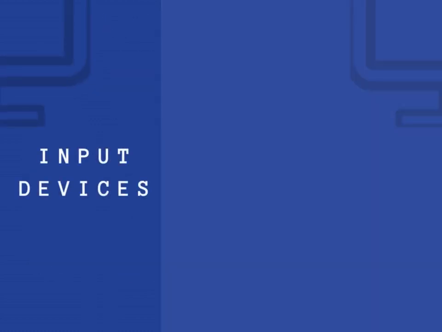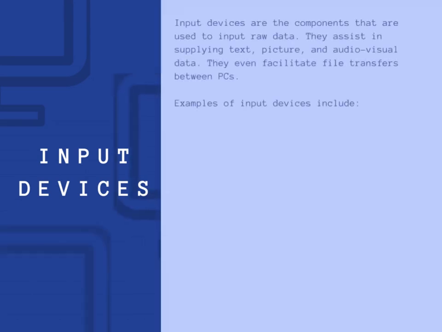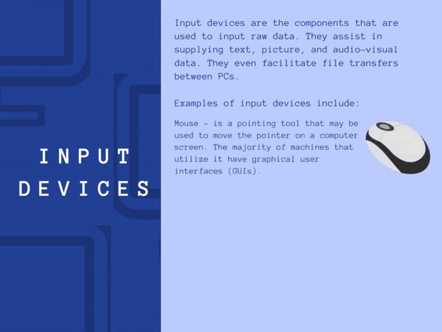Input devices. Input devices are components that are used to input raw data. They assist in supplying text, picture, and audiovisual data, and even facilitate file transfers between pieces. Examples of input devices include the mouse, a pointing tool that may be used to move the pointer on a computer screen. The majority of machines that utilize it have graphical user interfaces.